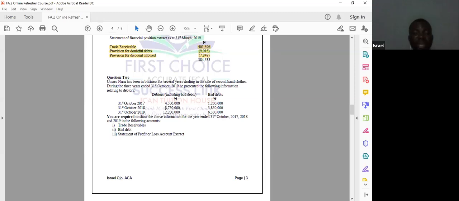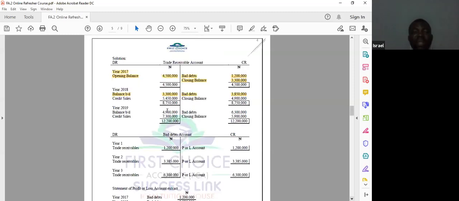Now, if you give me 3.3, it means that I've added this 8.750 at the end of 2018. It means that I've made additional credit sales for the year 2018. Then I will say 3.3 minus 8.750. 3.3 is my balance brought down, minus 8,750 will give me the actual credit sales that I've made for the year 2018.